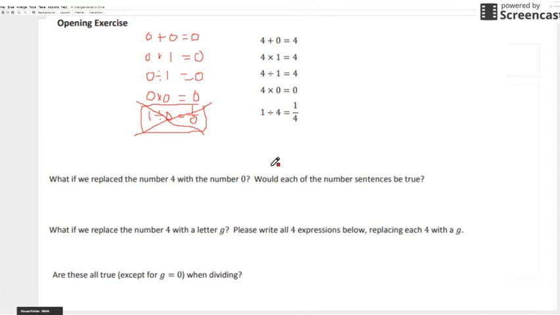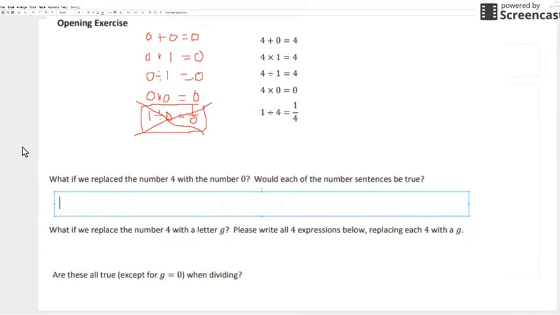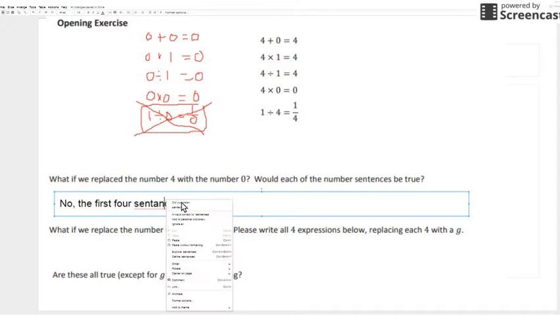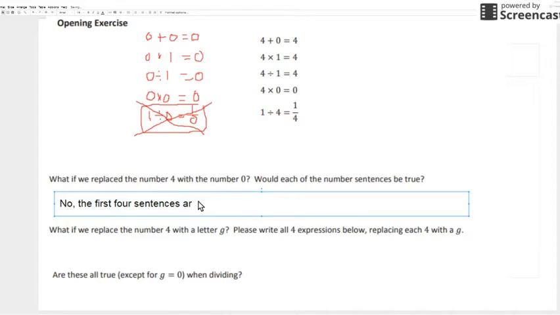So the question is, would each of these number sentences be true? And the answer is no. So let's go ahead and get our text box out and write a little statement. Would each of these be true? The answer is no. The first 4 sentences, let's put sentences because they're not expressions, are true, but the last one is not.